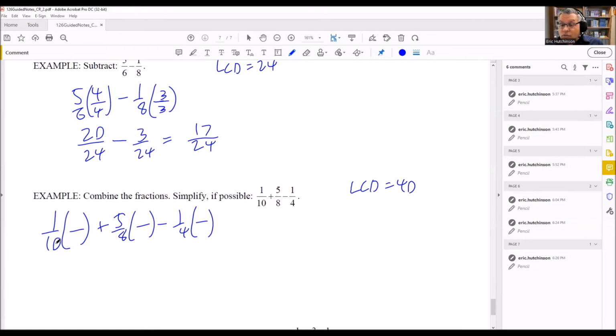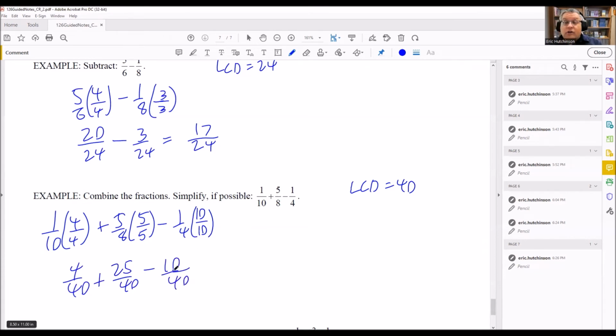Okay, so in order to make that 40, 4 over 4. 8, I'll have to multiply by 5 over 5. This one, then multiply by 10. Okay, 10 times 4 is 40. 8 times 5 is 40. 4 times 10 is 40. We'll make all of them 40. That's the LCD we want. Okay, now we just multiply each of these individual fractions together. So we get 4 over 40, 25 over 40, and 10 over 40.